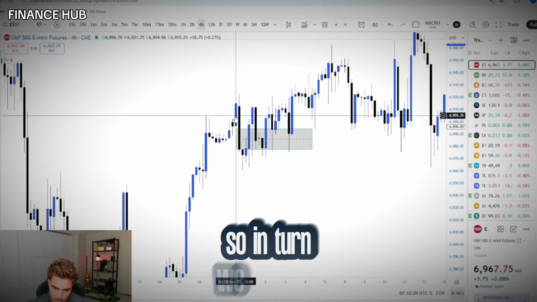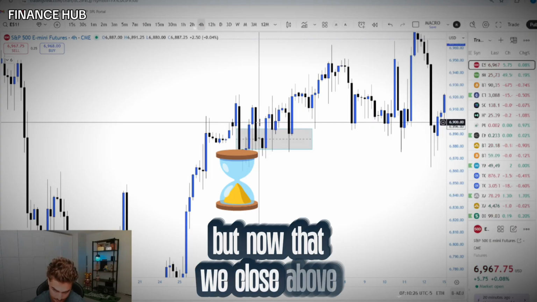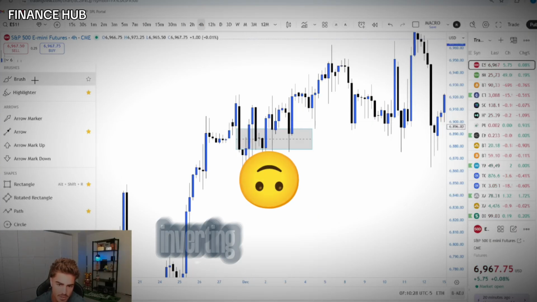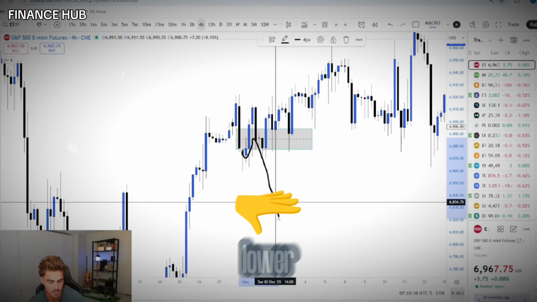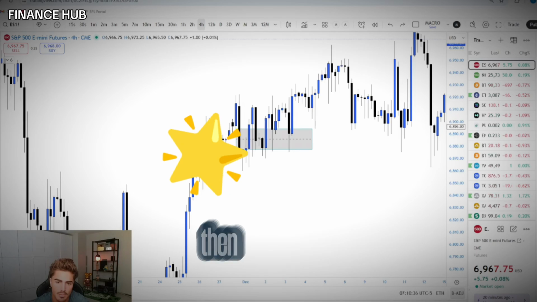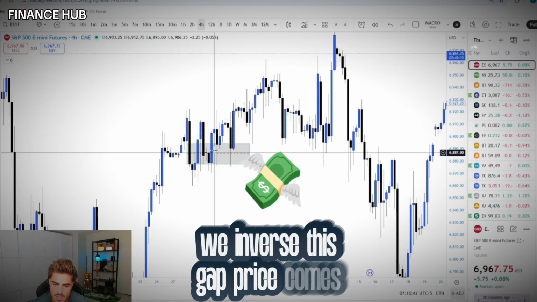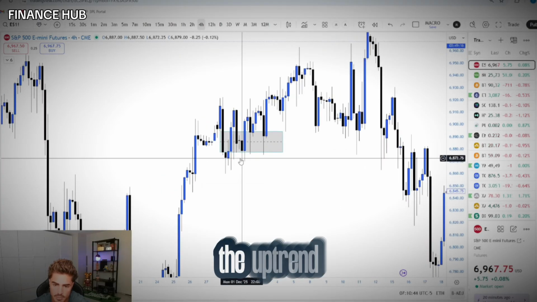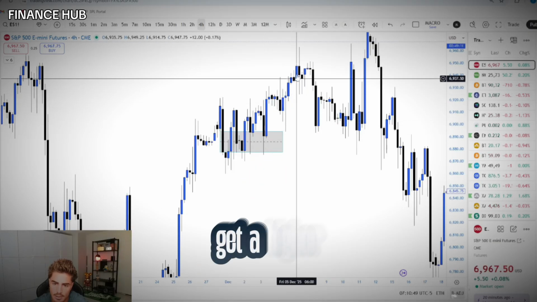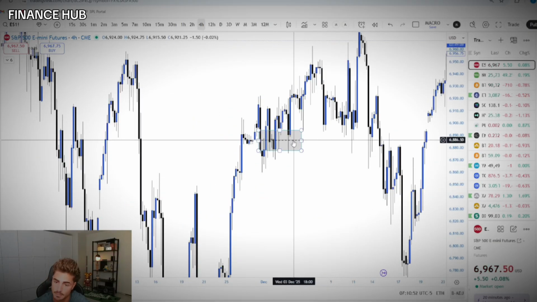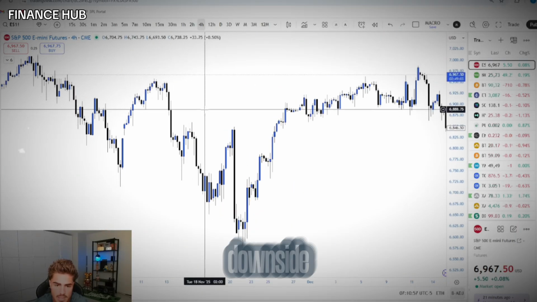So in turn, we were in a downtrend because we closed underneath this low, but now that we close above this fair value gap, inversing the continuation confluence that realistically should have sent price lower but instead didn't, what does that cause price to do? Slowly but surely move higher. We inverse this gap, price comes down, retraces, and then we continue with the uptrend. We get a high, a higher low, a higher high, a higher low, a higher high, a higher low, higher high, higher low, etc. That's one example. Let's show an example to the downside.